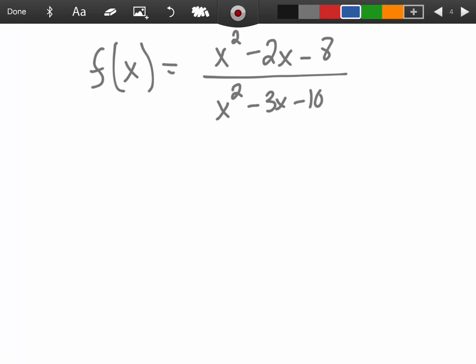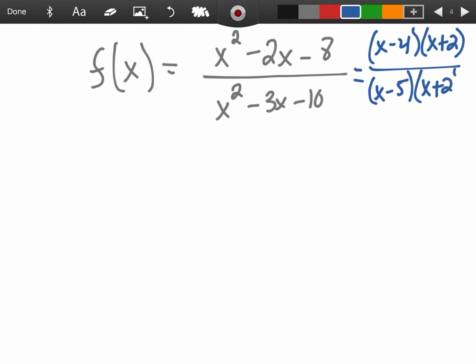All right, so let's try an example here because this is really going to be the easiest way for us to learn. Let's say our function is f of x equals x squared minus 2x minus 8 over x squared minus 3x minus 10. So let's factor the numerator and denominator. Up top, this is (x minus 4)(x plus 2). In the denominator, we get (x minus 5)(x plus 2).